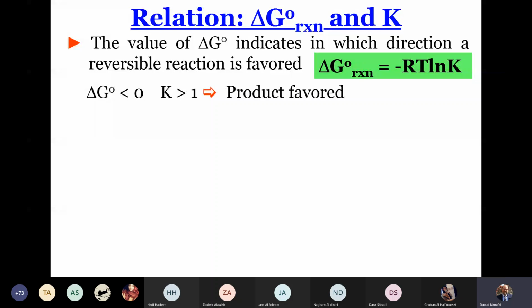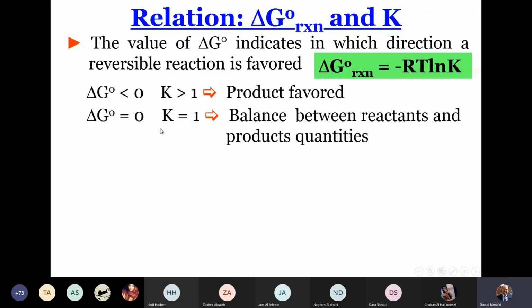We talk about yield, we talk about advancement. If delta G0 of the reaction is equal to 0, K equals 1, so we have balance between the quantities of reactants and products. And if delta G0 of the reaction is positive, K is less than 1, so the reaction is favored in the direction of reactants.